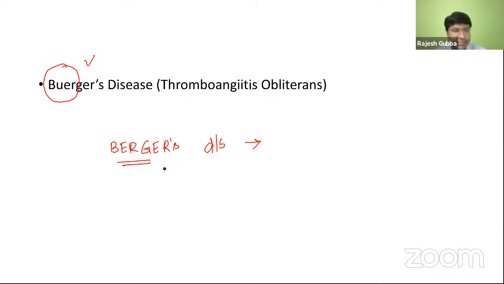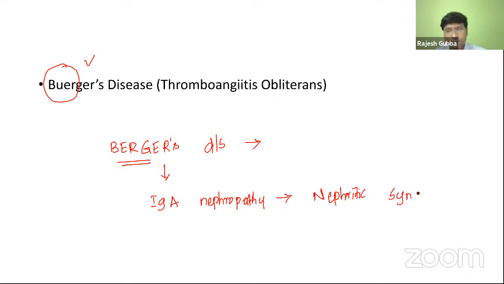Very good, Chandia. Excellent. This is IgA nephropathy, where the individual will have features similar to nephritic syndrome. That is what is called Buerger's. So always remember, you should never get confused. Thromboangiitis obliterans is Buerger's with a U, whereas Berger's disease, IgA nephropathy, is with an E. That's all.